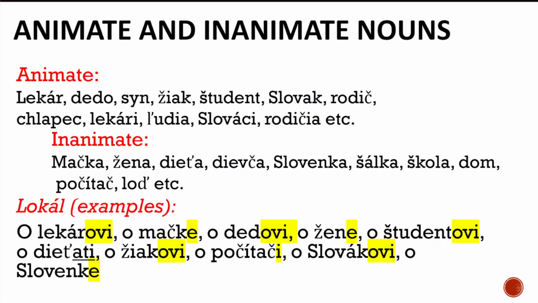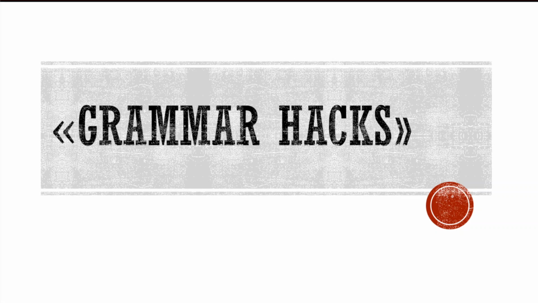So, examples. O lekárovi: lekár is an animate noun. O mačke: mačka is an inanimate noun because it is feminine. O dedovi: ovi, because it is an animate noun, but o žene: žena is feminine, so inanimate. O študentovi. O dieťati: dieťa is an exception, so it's declined a little differently. O žiakovi: the ending ovi. O počítači: ch is a soft consonant, and the word gets the ending i at the end. O Slovákovi, but o Slovenke. Slovenka is inanimate.